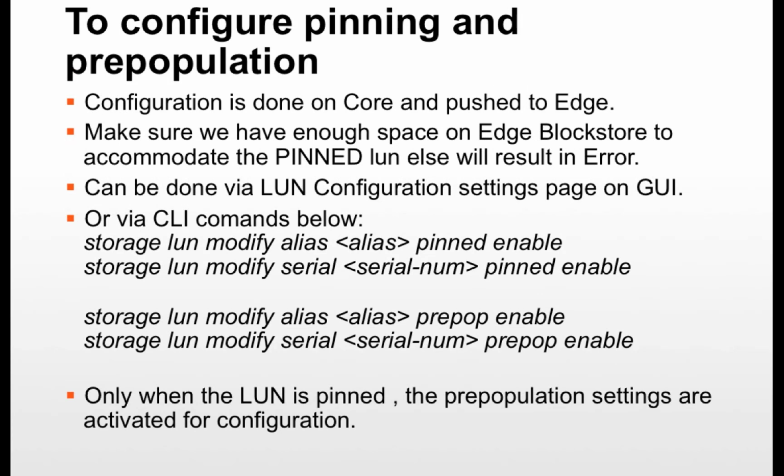How do we configure pinning and pre-population? This feature is also enabled on the core and is pushed to the edge. One thing to note: we need to make sure that we have enough space on the edge block store to accommodate the pinned LUN, else it will result in an error. This can be done on the GUI, on the LUN configuration page, or via the CLI command mentioned on the screen. Only when the LUN is pinned are the pre-population settings activated for configuration.